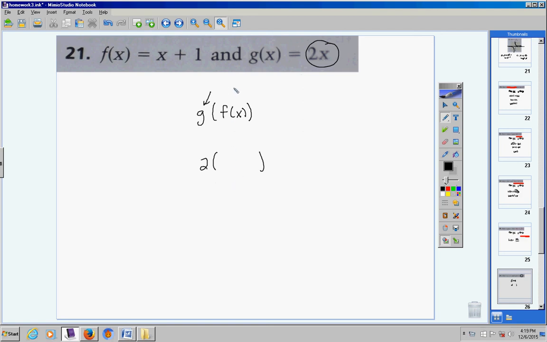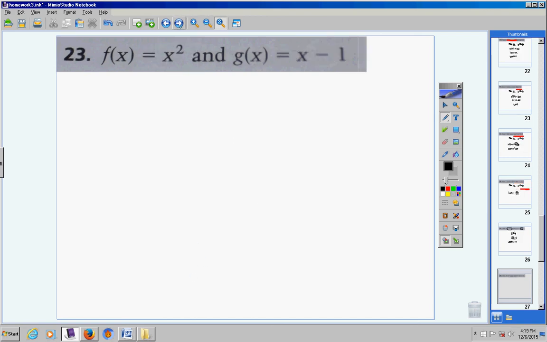Now your next letter is f. So go to your f function. Pick it up and put it in the parentheses down here. And now we're done. Take your 2 and multiply it through. 2 times 2x is 4x. 2 times 1 is positive 2. So g of f of x equals this. Okay? Composition of functions.